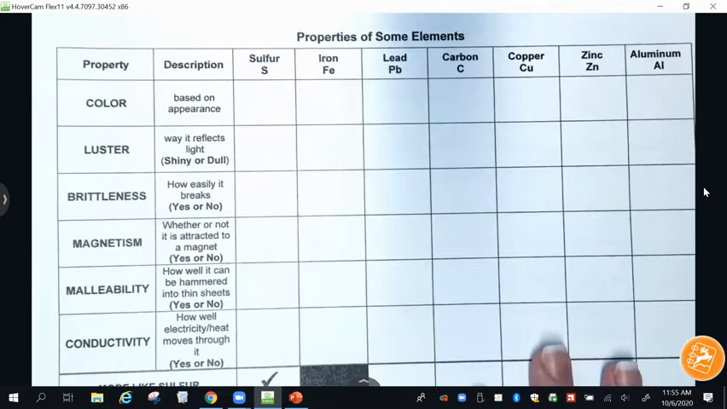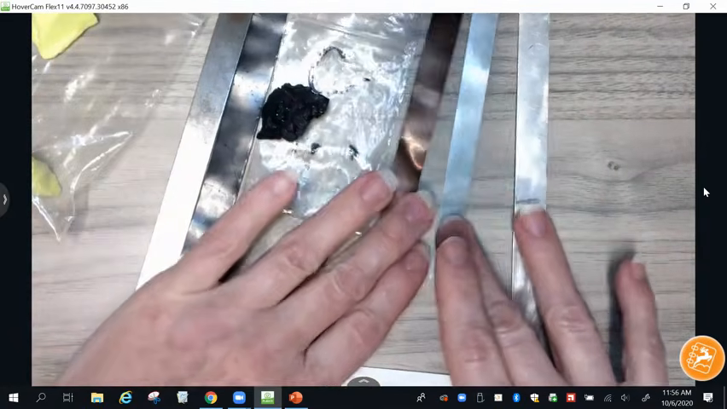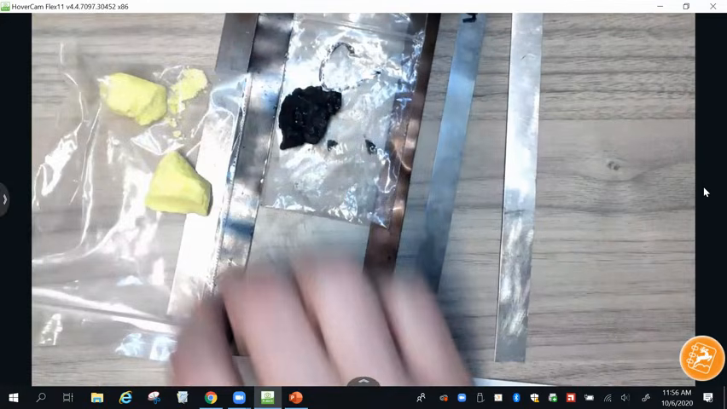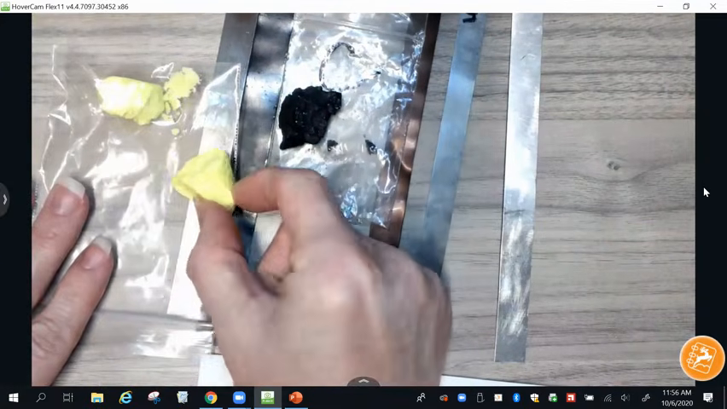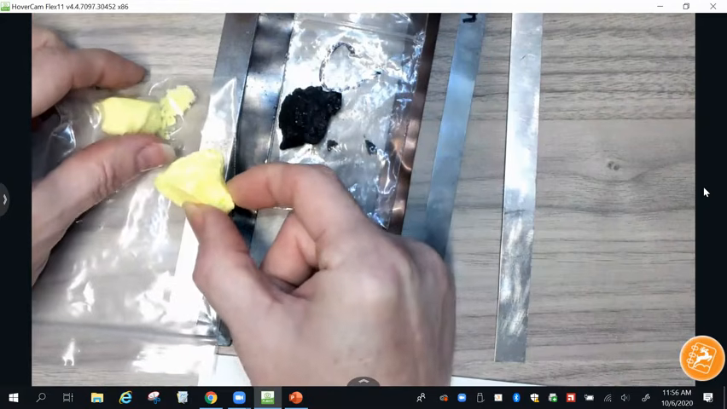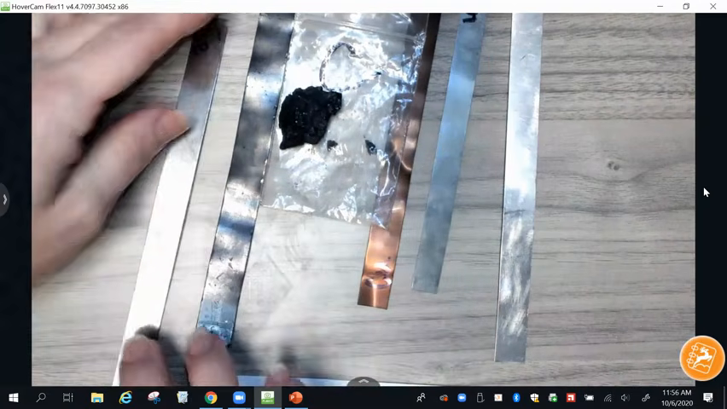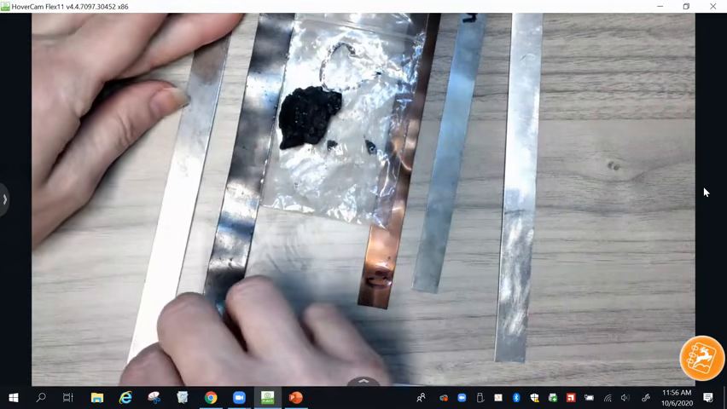I want to show you what they look like because I actually have all 7 of these elements for us to look at. These are the 7 elements. You can see them. Okay. I'll show it to you a little bit better, but this is our sulfur. This one is right here. Hang on. This is iron.